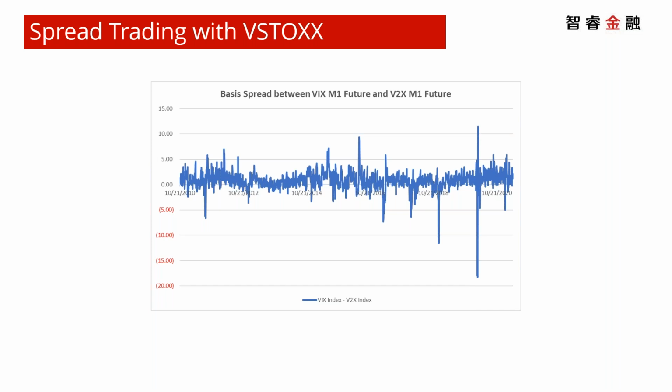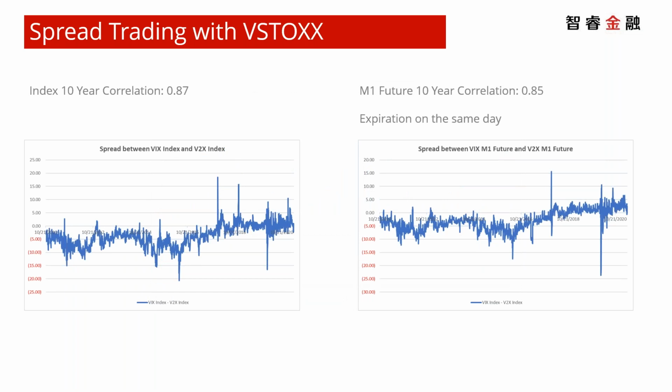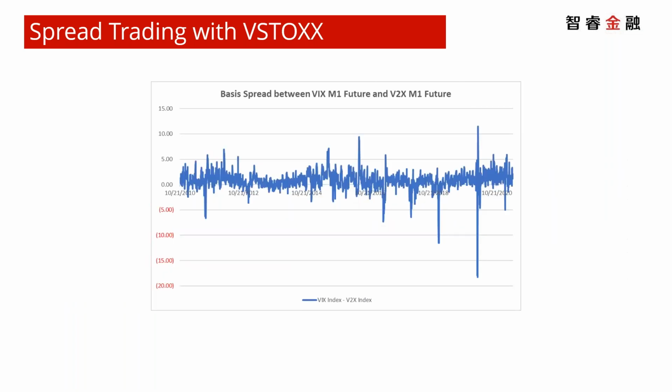So this basis spread is a much more mean reverting time series than the previous one. The previous one can have a negative mean and a non-zero mean. But for this one, because both futures will converge to the index in the end, it is very mean reverting. Again, for this kind of mean reverting chart, when it is low, you buy; when it's high, you sell. But there is one thing you need to pay extra attention to.